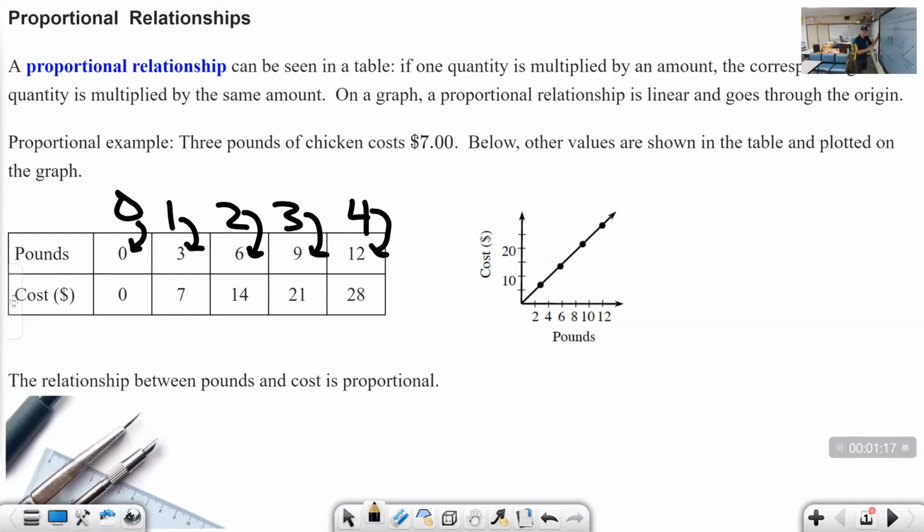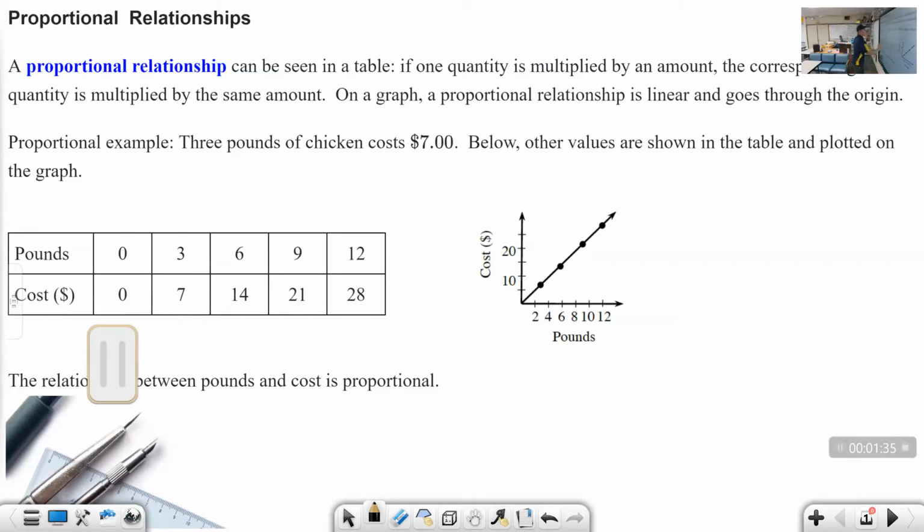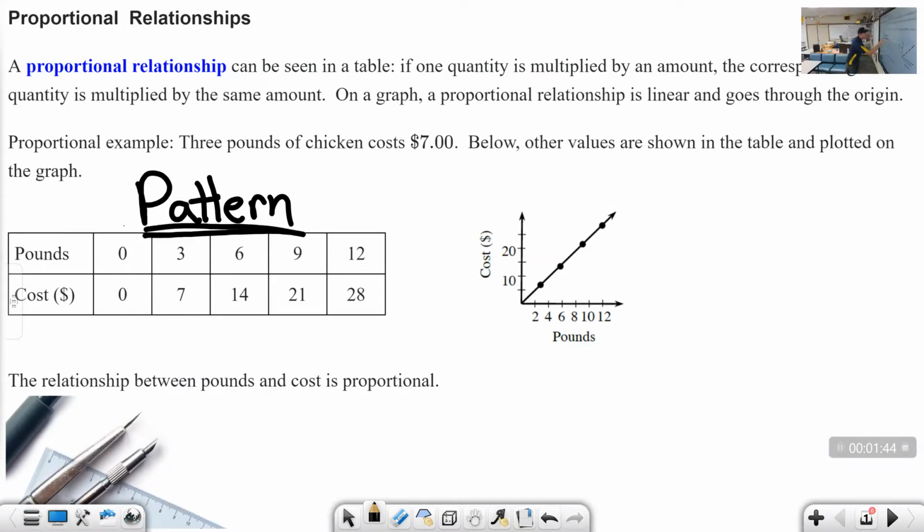And it works on the bottom of the table with 7. 0 times 7 is 0. 1 times 7. 2 times 7. 3 times 7. 4 times 7. Sometimes people would call this skip counting. Sometimes people would call this following a pattern. Remember, mathematics is the study of patterns. When you see a pattern in a table, and it also starts at 0, 0, it's probably a proportional relationship.